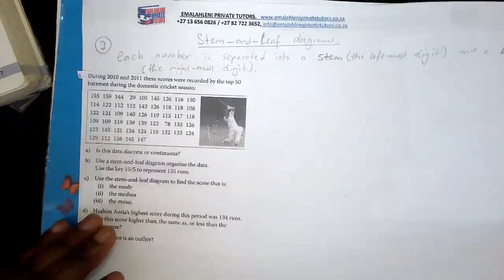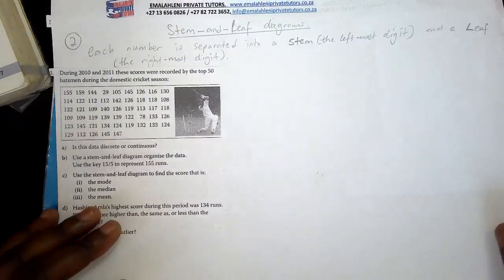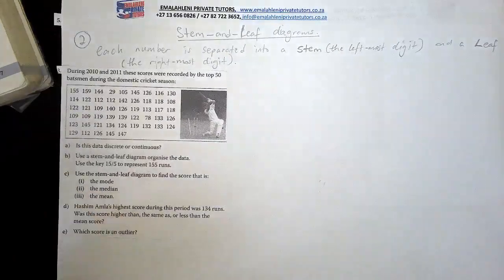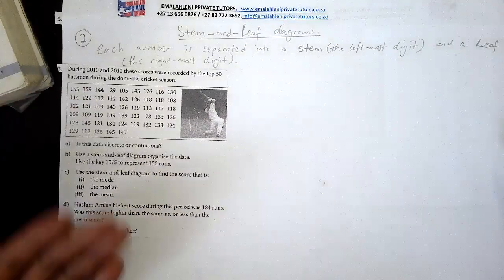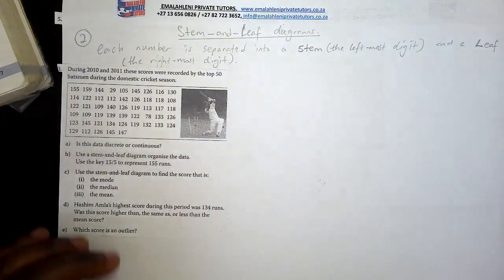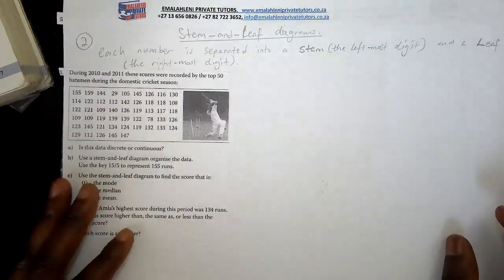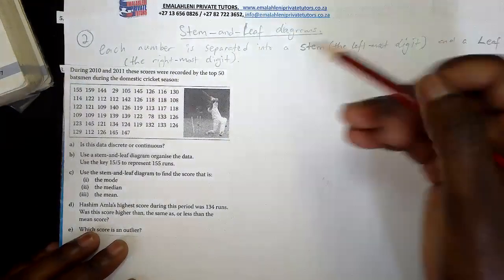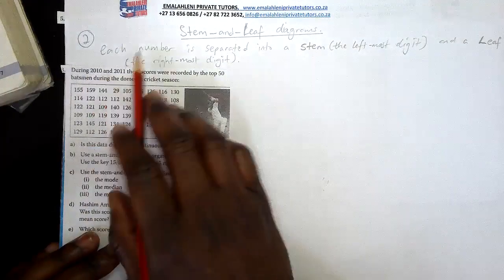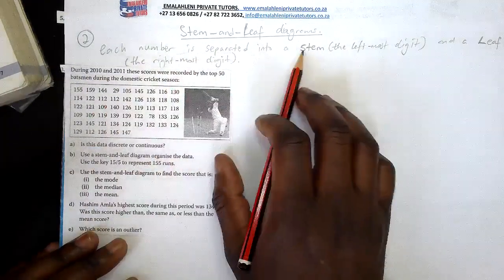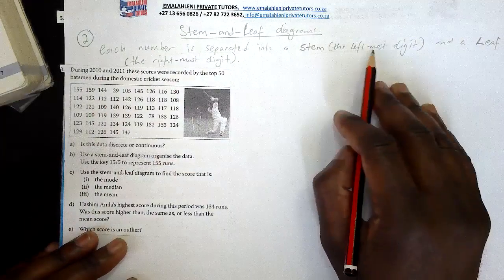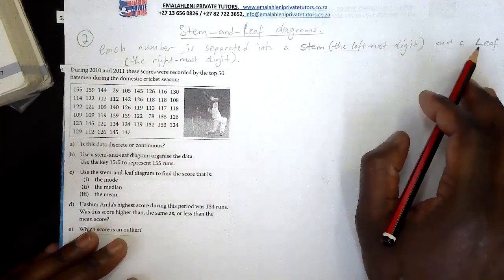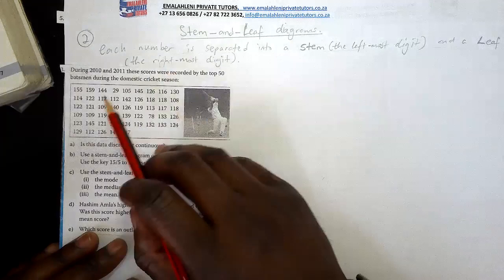Now, let's move on to the second way of presenting ungrouped data. Ungrouped data, you can present it in a frequency table or in a stem and leaf diagram. Now, in a stem and leaf diagram, we have a stem and we have the leaf. Each number is separated into the stem, the leftmost digit, and the leaf, which is the rightmost digit.